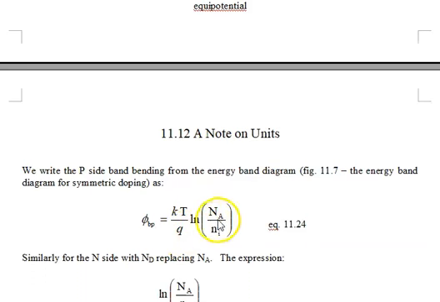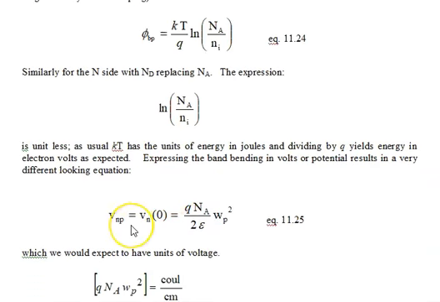So the units here are N_A over n_i. That is unitless. They are both in numbers per cubic centimeter. The units of kT are joules, kT over q electron volts. Same thing as joules. So that's basically what we show here. I'm just using the P side here because I want to compare the acceptor to acceptor.